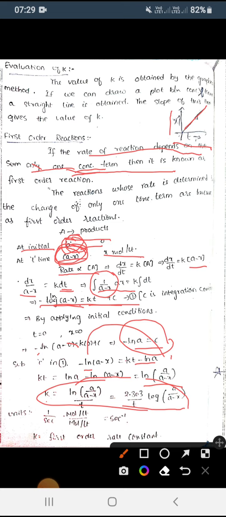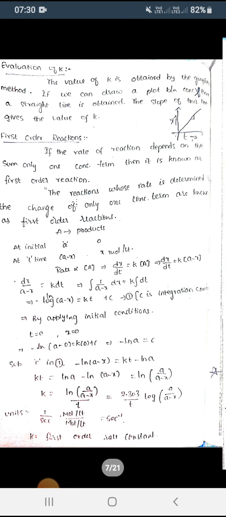Now the units. If you observe here, this is concentration and this is concentration, moles per liter and moles per liter, so both will get cancelled, and t is in seconds. So second inverse is the unit of the first order reaction.